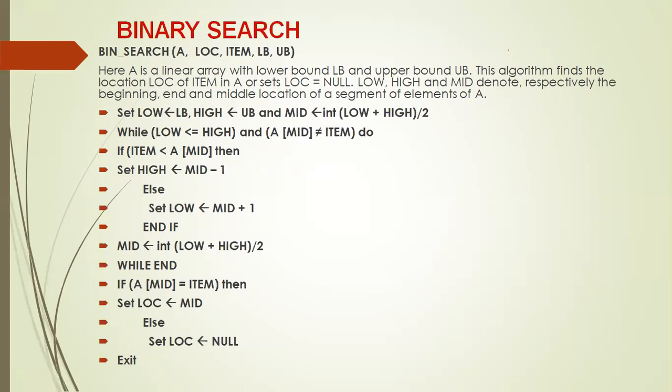That is true. And A of mid element: suppose the array elements are 10, 20, 30, 40, 50 up to 100. I want to check whether 70 is present or not. So what is A of mid? 50 is there. That is not equal to the item. So continue. Item is how much? 70. Is 70 less than the middle element?